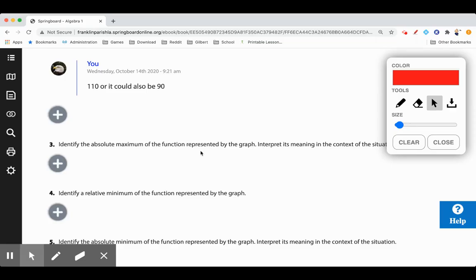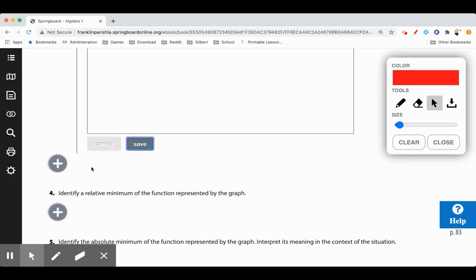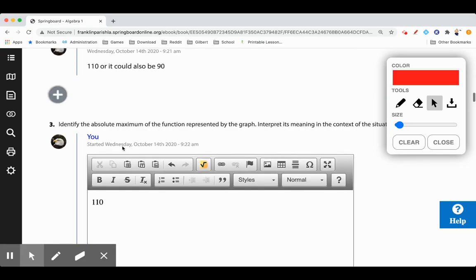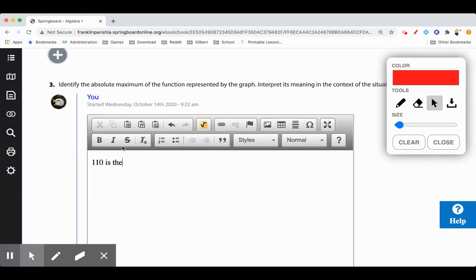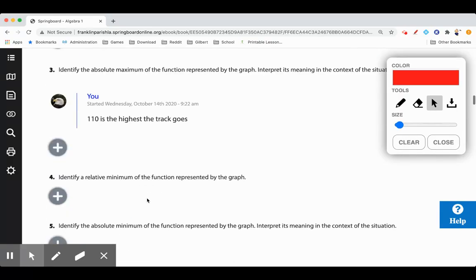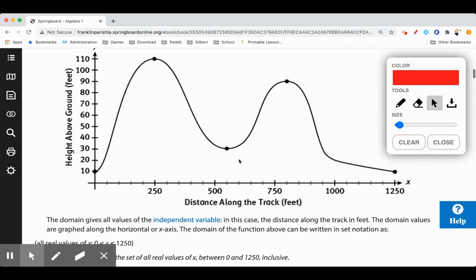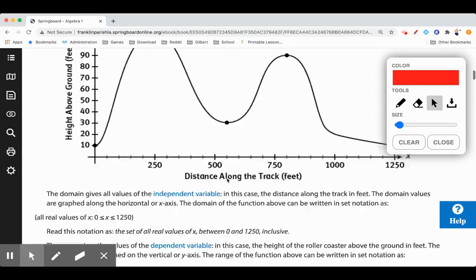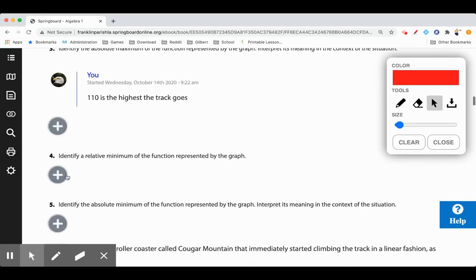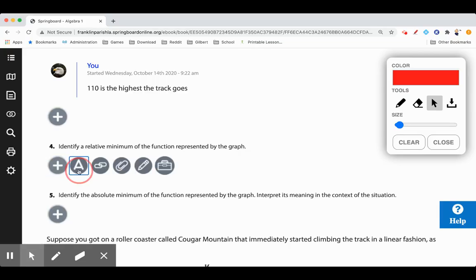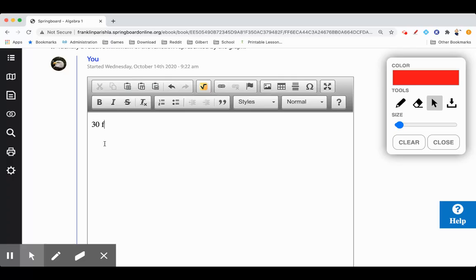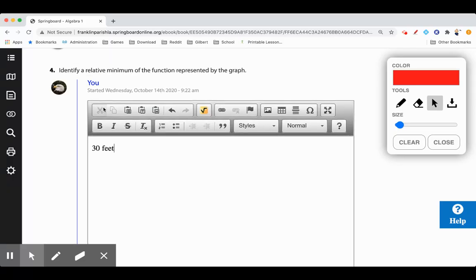Identify the absolute maximum. Now this is the absolute high, no matter where you're looking at it. That is 110. That's the highest the track goes. Identify a relative minimum. Okay, all right, let's see. It said it couldn't be at endpoints, and so the relative minimum would be 30 at 550, but let's just put 30 for right now. 30 feet would be a relative minimum.